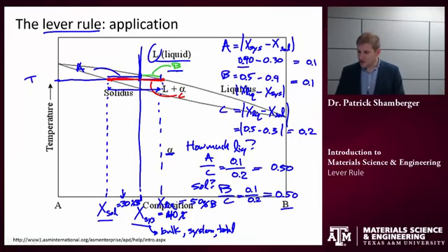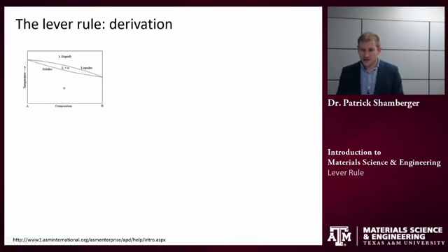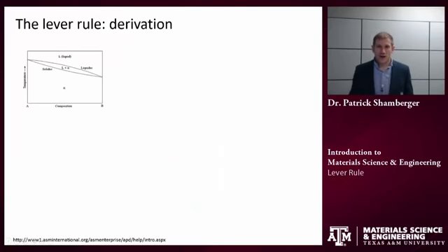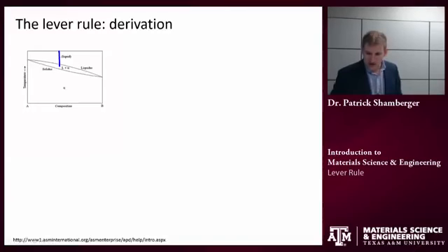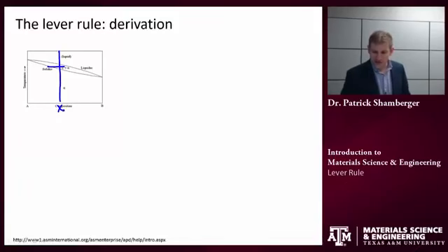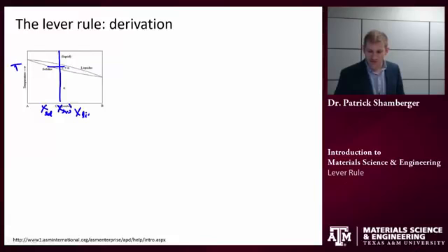Okay, let's talk about derivation. Where does the lever rule come from? I told you before, it's related to mass balance. So let's look at a system, and again, at some composition of the system and some temperature. And again, let's use these terms that I defined before. What is the composition of the solid, the composition of the system, and the composition of the liquid?